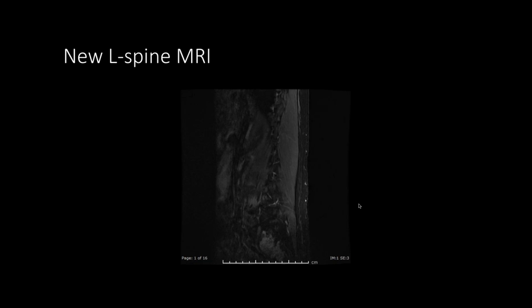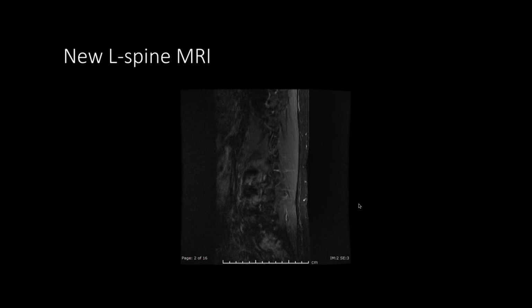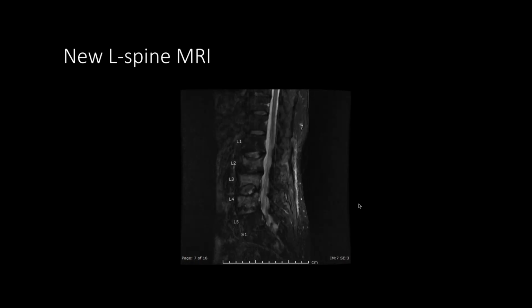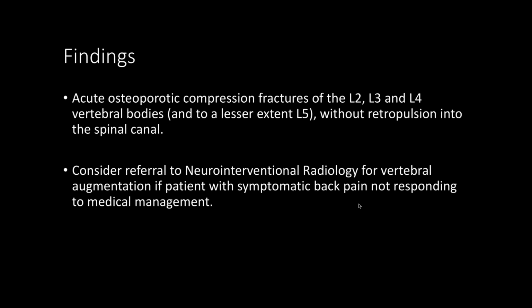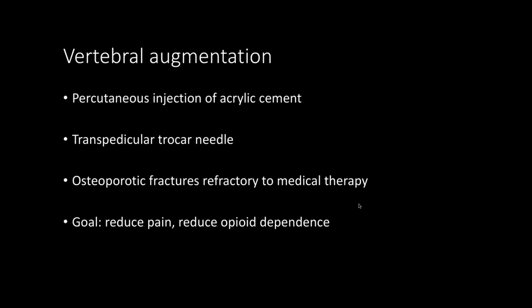right away. So I have a sagittal STIR image here that I'm going to scroll through, and you can see right away there's high signal in multiple vertebral bodies. The reports show that there were acute fractures of L2, 3, 4, and even to a lesser extent L5, but no signs of acute cord compression.